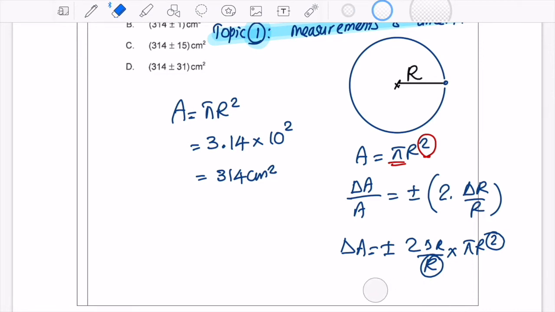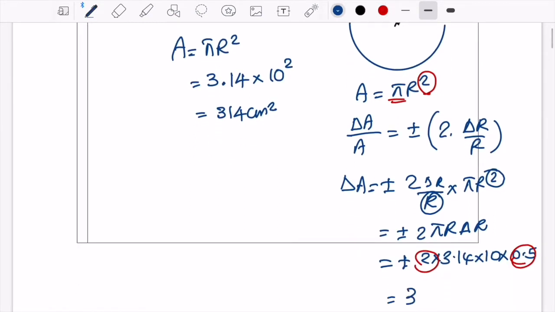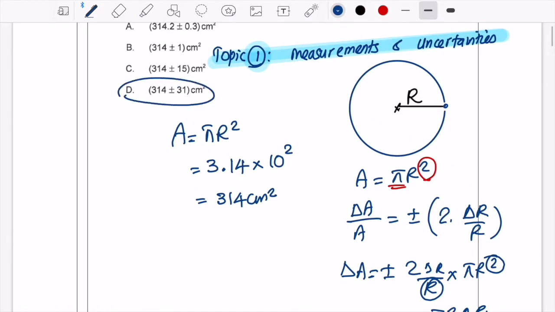So the final answer will be plus or minus 2 pi R delta R, which is 2 times 3.14 times 10 times 0.5. If you look at these two numbers, this is half and 2, so they cancel out. So you will get 31.4 square centimeters. So area altogether you can write 314 plus or minus 31. So answer will be D.